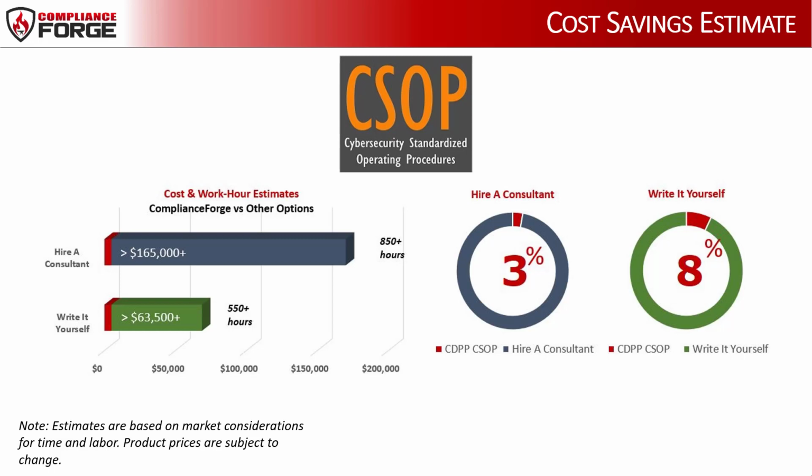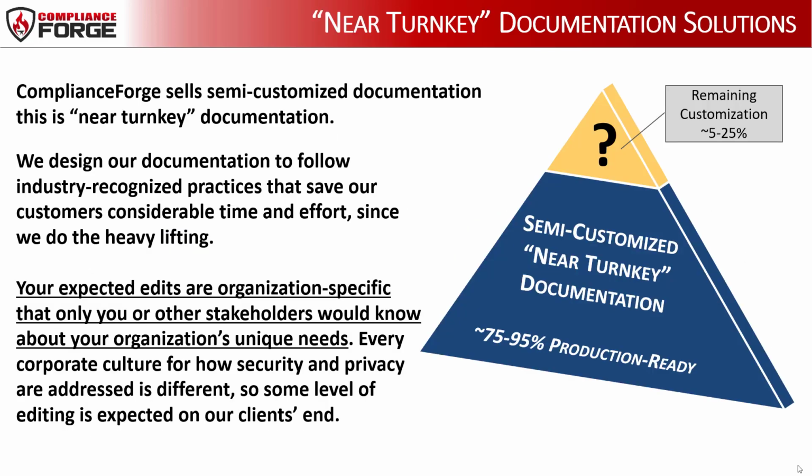If you hire a consultant to generate this type of documentation, it would take them an estimated 550 consultant work hours, which equates to a cost of approximately $165,000, and take between 3 and 6 months of development time to receive that deliverable. In the end, the CSOP is approximately 3% of the cost of a consultant and 8% of the cost of your internal staff to generate equivalent documentation.